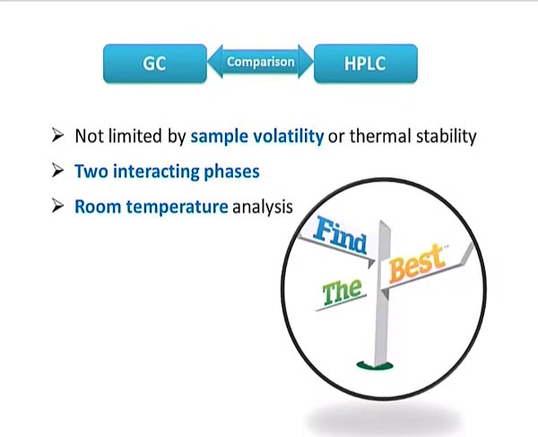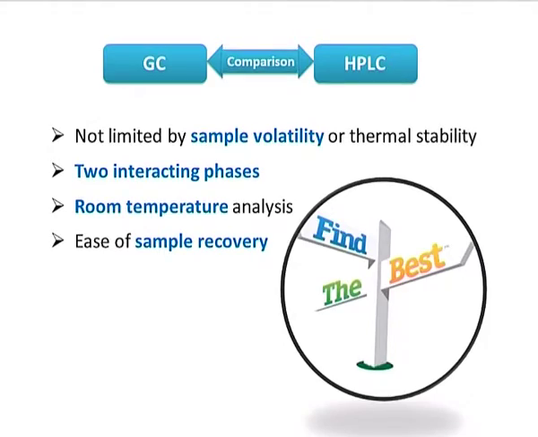Room temperature analysis: in HPLC, we have a temperature modulator. You can increase the temperature, but those increases in temperature are quite mild. So, you just warm the column and not really heat the column as you do in GC. Ease of sample recovery: you know what happens in gas chromatography, you cannot recover your sample, whereas in HPLC, in preparative I have already told you that the samples are in fact isolated.